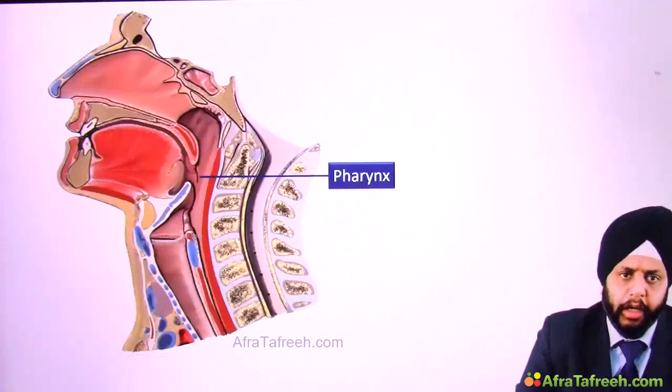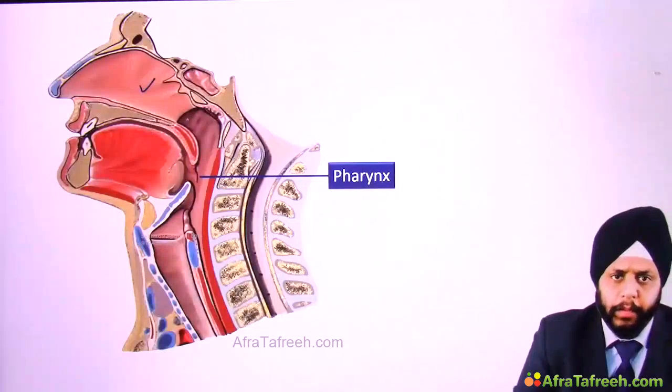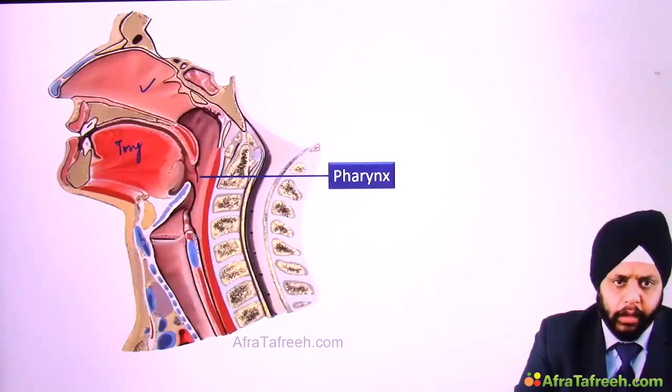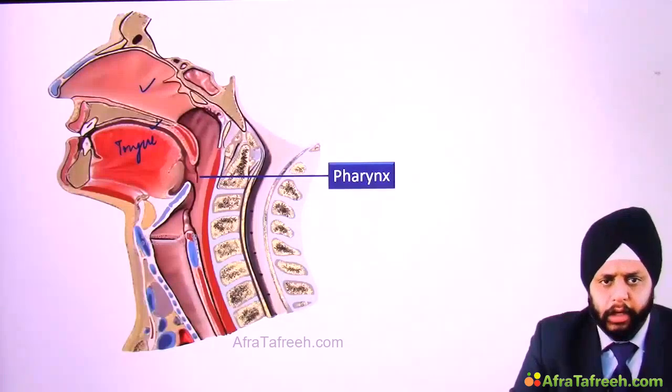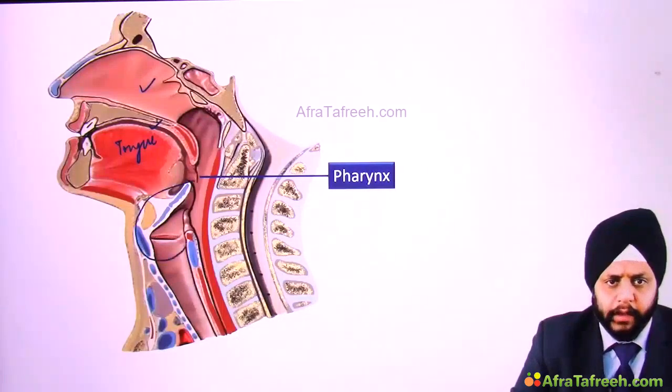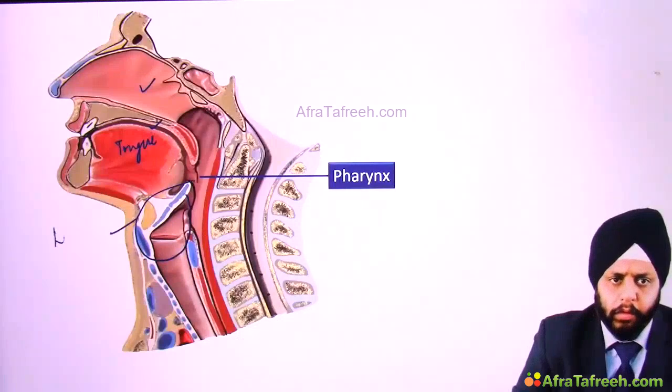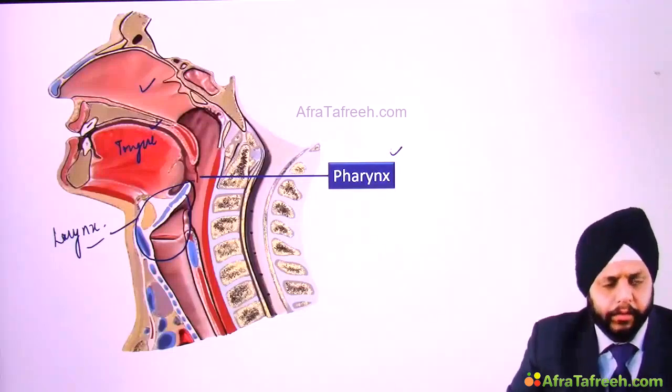You can see over here, this is the nasal cavity. Behind the nasal cavity, this is the oral cavity. You can see over here the tongue, right? So this is the oral cavity, and behind the oral cavity, this part you can see is the larynx. So behind and around the larynx, we have the pharynx.